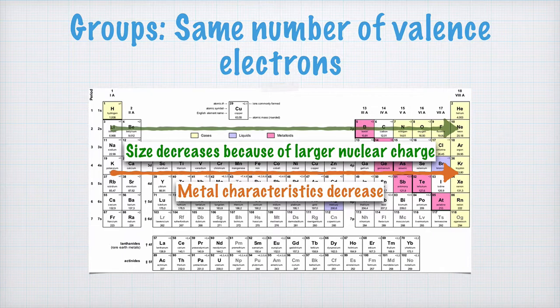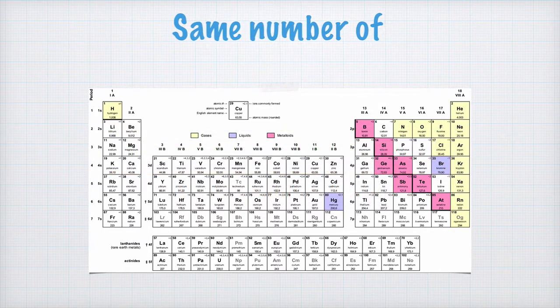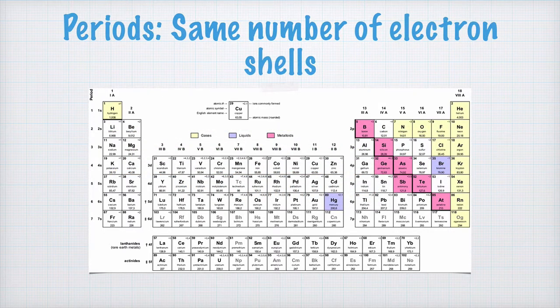This is because there's a larger number of protons in the nucleus of the atoms to the right, which increases the positive charge of the nucleus, which pulls the electrons tighter around the nucleus. Now, in the periods, the elements in the same period share the same number of electron shells. In this period, the first one, we have only hydrogen and helium. There is only one electron shell, the K shell.